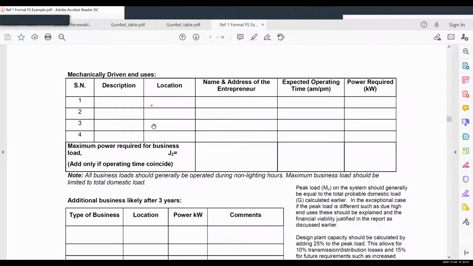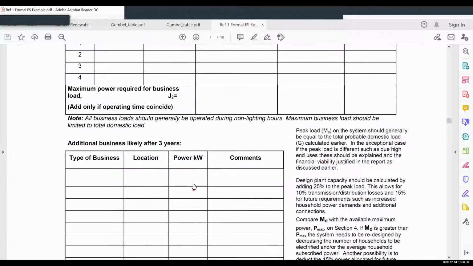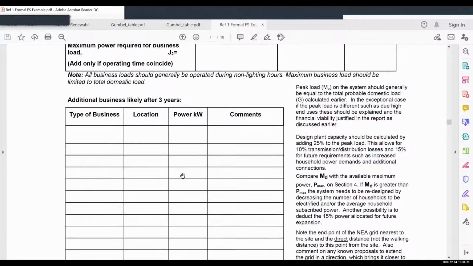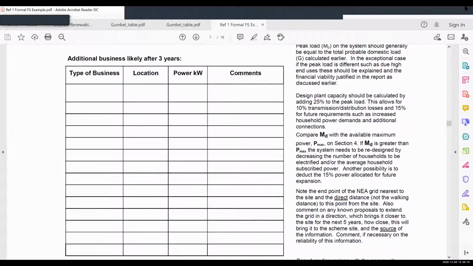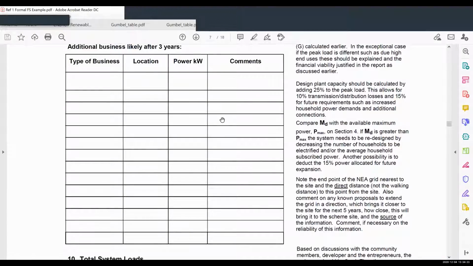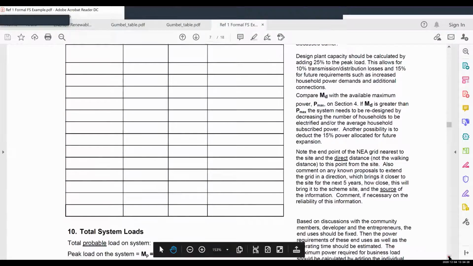What are the mechanically driven end users? As I mentioned, the rice mills and other things. And after 3 years, what can be expected to happen to that? You might see that there is some very important raw material available, agriculture products, then maybe you want to make a factory for that. That will need power, and this will depend on community participation.